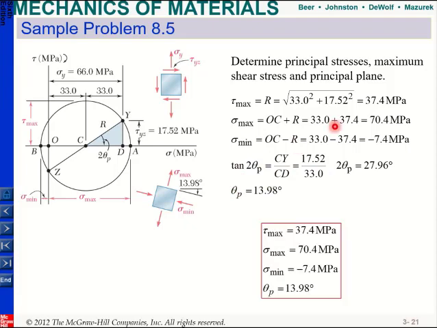If you do that, you will get that your maximum shear stress in plane will be equal to 37.4, your maximum will be equal to 70.4, your minimum will be equal to minus 7.4, and your principal angle will be equal to 13.98.